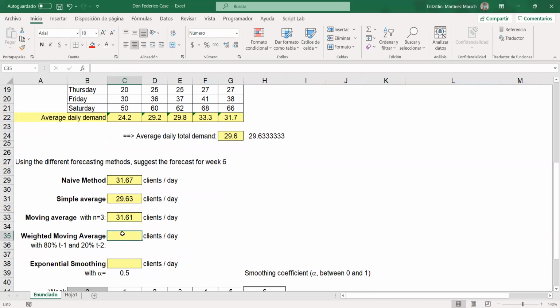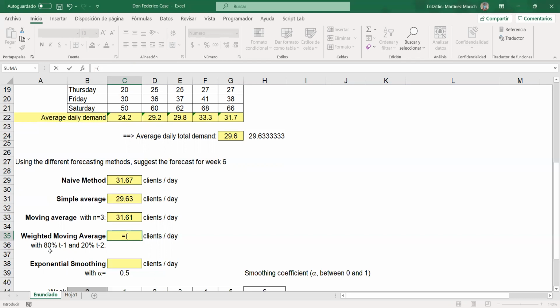Then the weighted moving average, this one is very important because it's one of the first metrics that starts to say, hey, we need to give more weight to the last periods. That will probably give us a more certain type of answer, a more certain type of forecast. And this one, again, the problem will usually give you the numbers. Here, we're only taking two periods. We're taking week 4 and week 5, and we're going to give a weight of 80% to week 5 and 20% to week 4.